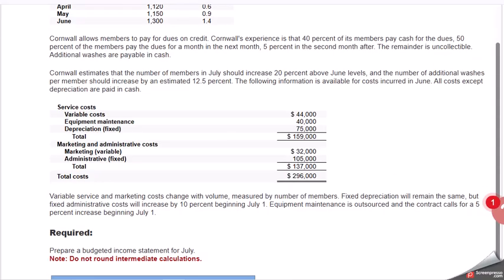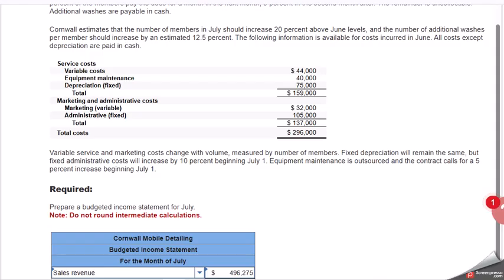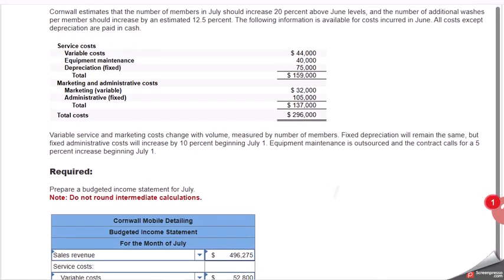Then they give us costs down below. We have variable costs, equipment maintenance, depreciation, marketing and administrative. Variable marketing changes with the volume measured by the number of members. Fixed depreciation will remain the same, but fixed administrative costs will increase 10% beginning July 1st. Equipment maintenance is outsourced and the contract calls for a 5% increase in July.